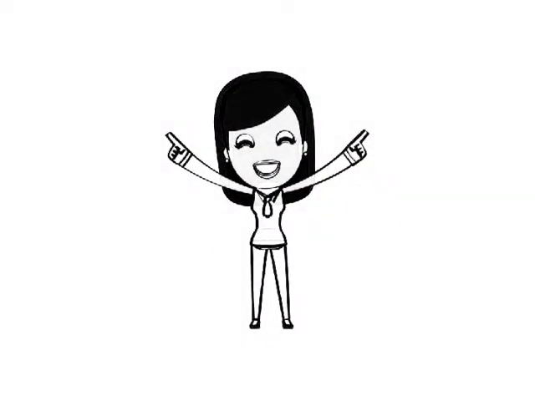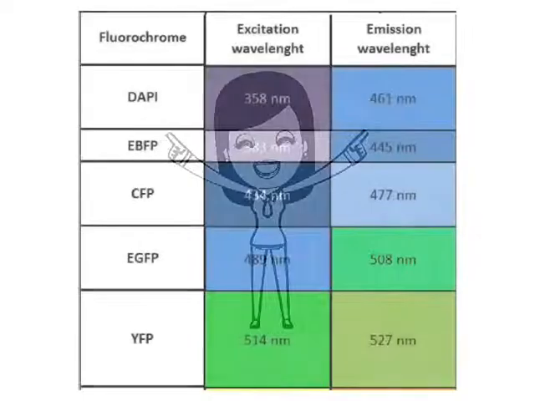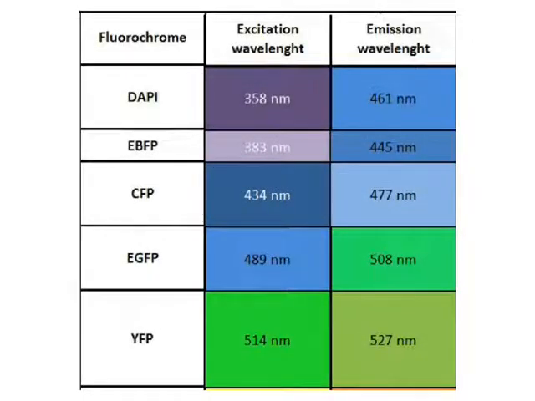So in this way, different parts of a cell can be visualized using direct and indirect immunofluorescence. These are some examples of fluorochromes, the wavelength required to excite them, and the color emitted by them.